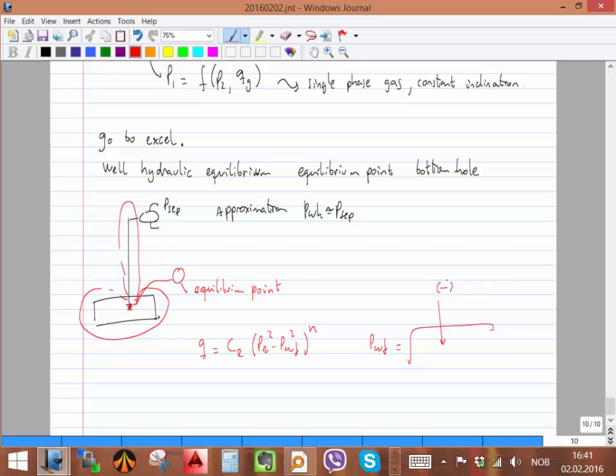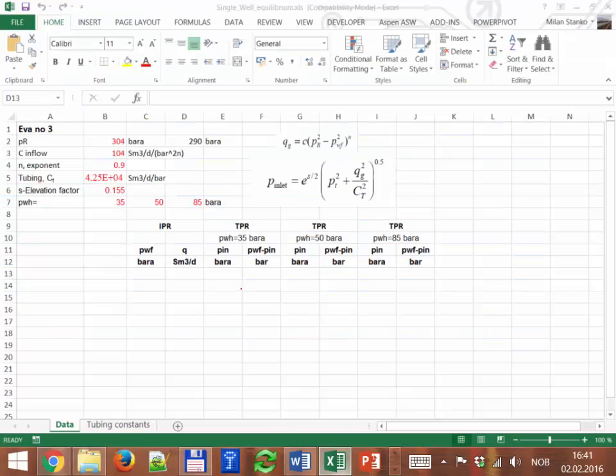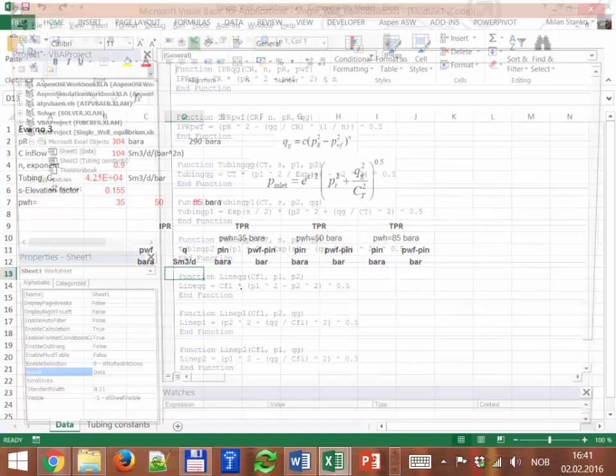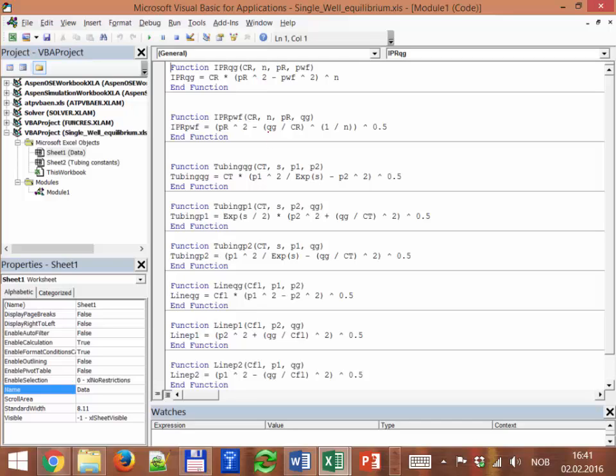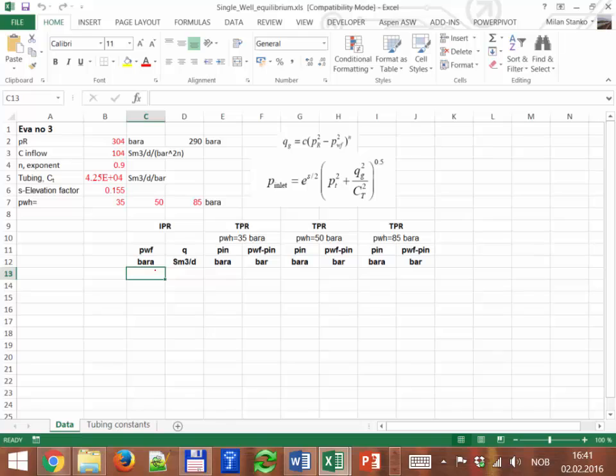So that's why the suggestion of Bilal is very important: we use this PWF, and we know the range it can have. It can go from reservoir pressure to a very low value, almost atmospheric pressure in theory. So let's do that. If we go to Alt F11, we have a repository of equations that we can use. We have IPRQ gas, and that's exactly the equation we need. It depends on CR, N, PR, and PWF, the bottom hole pressure. So we use that equation. First we give a range for PWF, starting from reservoir pressure, and then we can reduce it by maybe 50 bar.